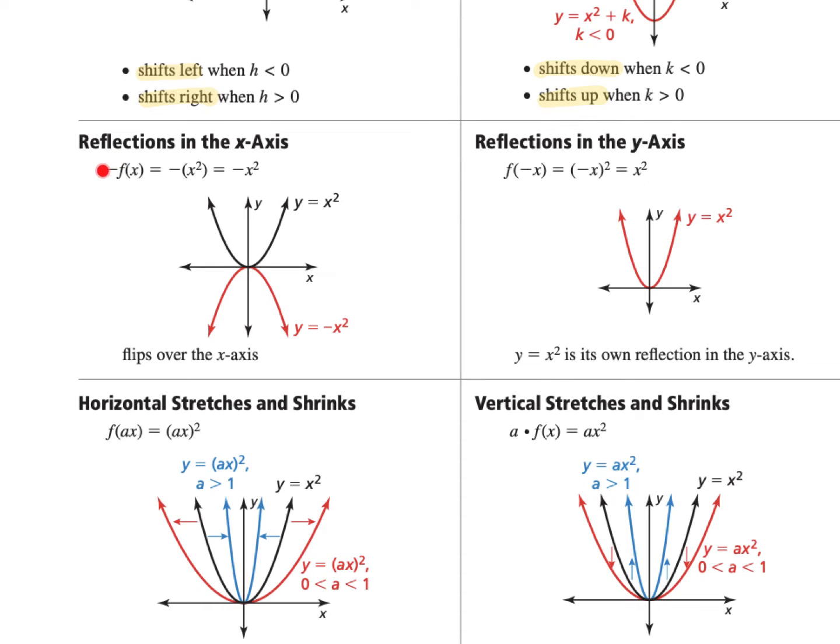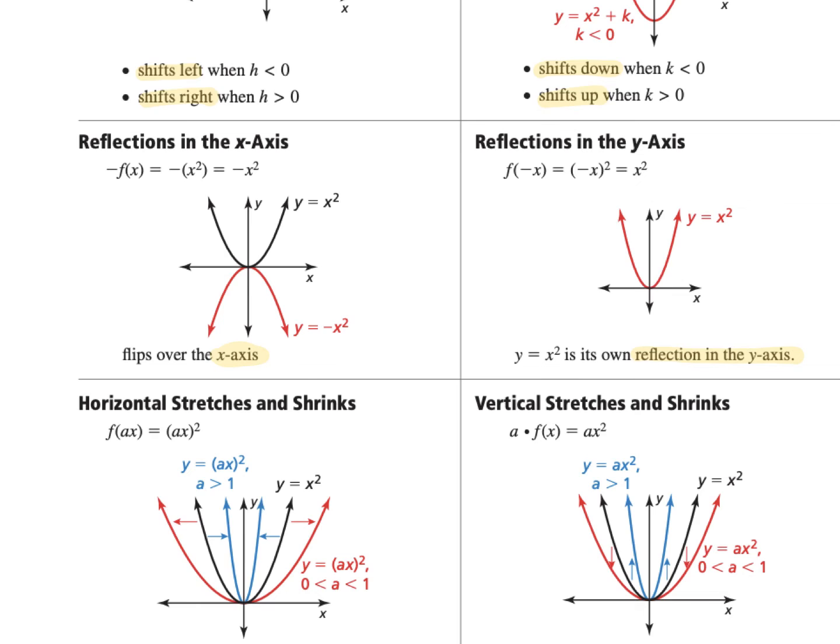So if we have a negative out front, that is going to be a vertical reflection, and that always will go over the x-axis. And then if we multiply our x specifically, that becomes a horizontal reflection, and that would be over the y-axis. Now this one's kind of an interesting case because if we're multiplying the x value by a negative and then we go to simplify it, if you square a negative, it becomes positive. So for these types of functions, that reflection over the y-axis actually doesn't change our graph, so it's essentially just the same as x squared.